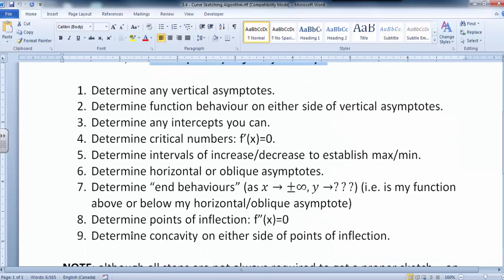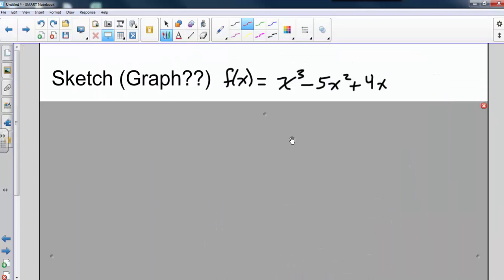And then we've got 9 steps to go through. The order isn't exactly perfect. Certainly we could do intercepts before we find asymptotes if both are going to be there. But it gives you a pretty good idea of which to do in what order.